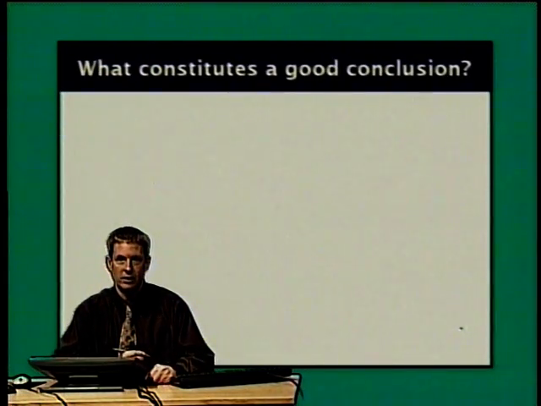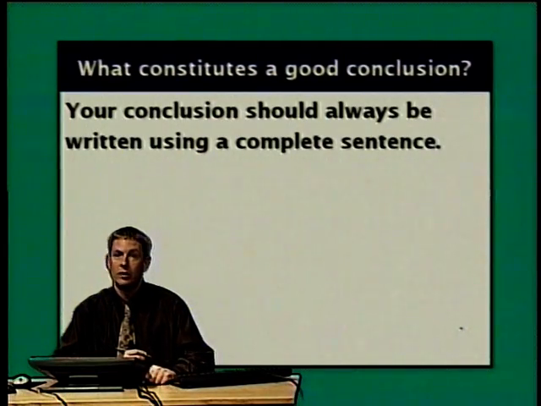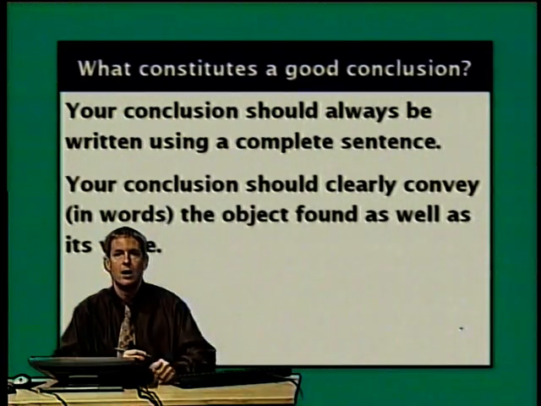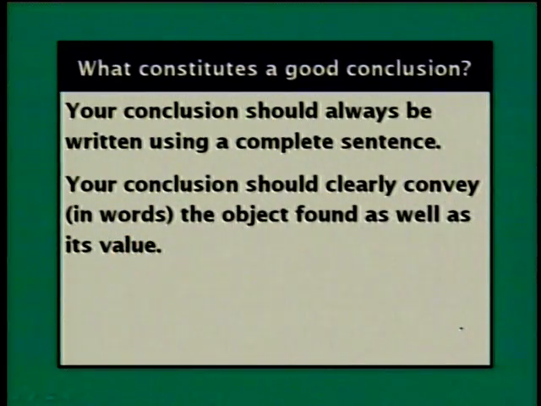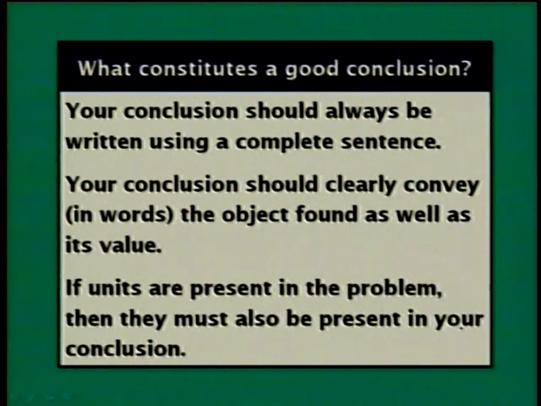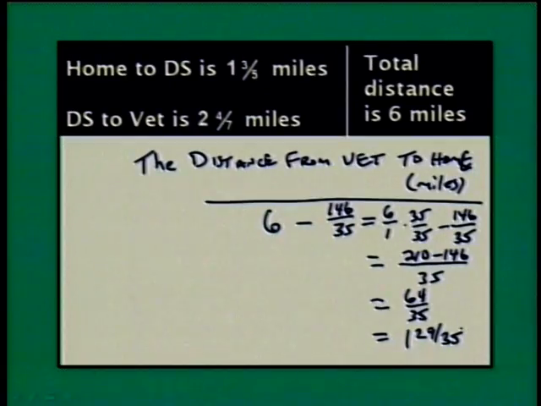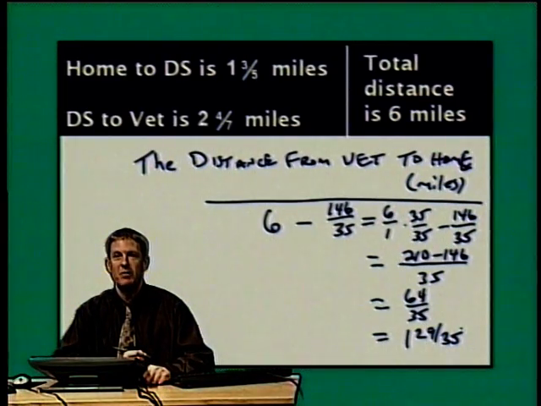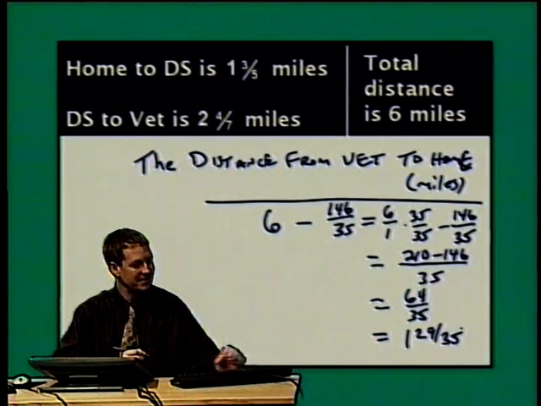And in your clear conclusion, you need to make sure you include several things. What constitutes a good conclusion? Your conclusion should always be written using a complete sentence. Your conclusion should clearly convey in words the object found as well as its value. And if units are present in the problem, then they must also be present in your conclusion. So let's go back to the problem we were just working. So far, the last thing we've written is 1 and 29/35. That does not satisfy any of the criteria for a good conclusion.